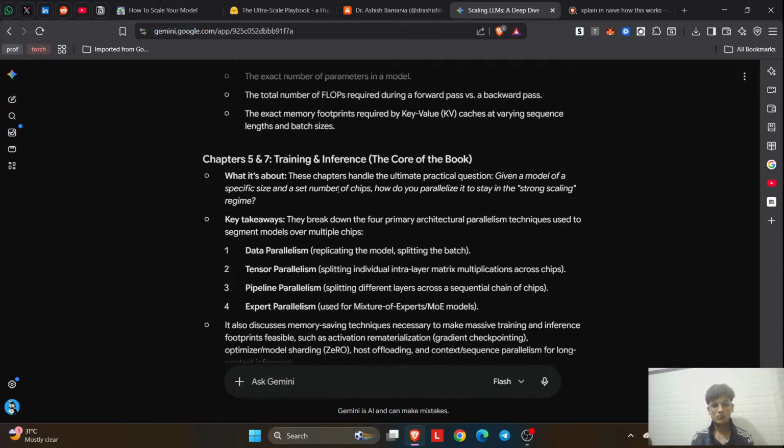This chapter handles the ultimate practical question. Given a model of a specific size and a set number of chips, how do you parallelize it to stay in a strong scaling regime? They break down four primary parallelism techniques used to segment a model over multiple chips. Data parallelism: replicating the model, splitting the batch. Tensor parallelism: splitting individual intra-layer matrix multiplications across chips. Okay. Pipeline parallelism: splitting different layers across a sequential chain of chips. Expert parallelism: used for mixture of experts.